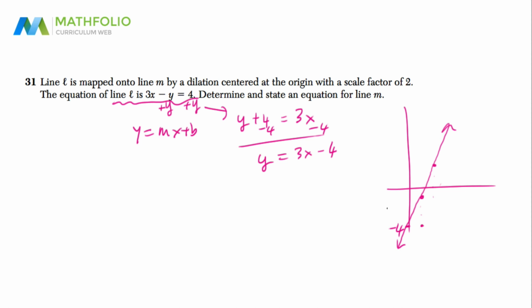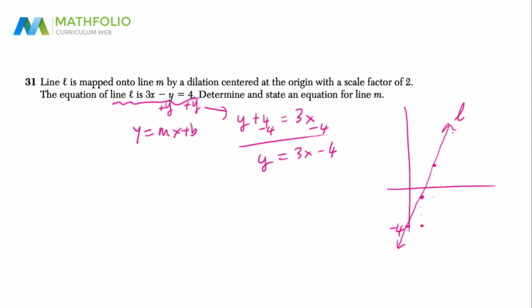Now it says determine and state the equation for line M. Well, line L is mapped onto line M. So L is somewhere else and it's mapped onto line M. So this is L, so I'm going to label it.